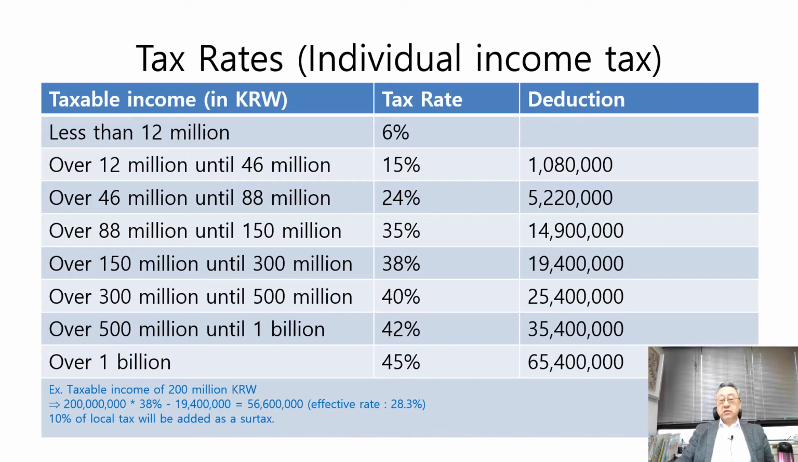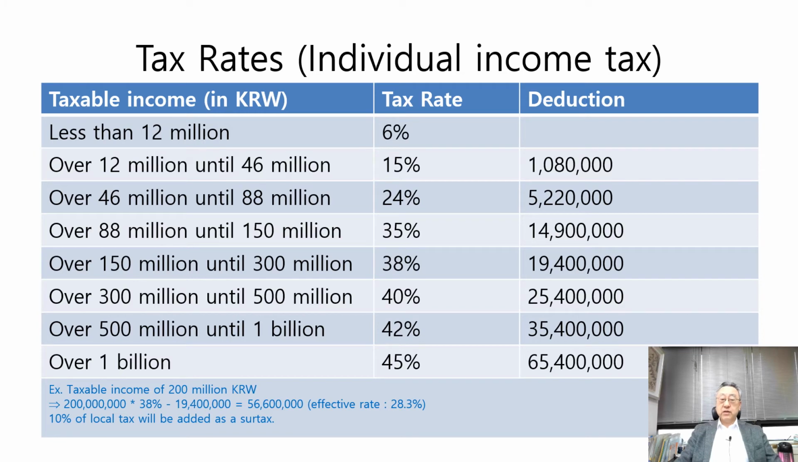So actually, the 6.6% to 49.5% will be the rate. So when the taxable income is over 1 billion won, then almost half of it will be deducted. But in this case also, like corporation income tax, we can make some deductions. So when, for instance, the taxable income is 200 million Korean won, then 38% will be firstly applied, minus 19 million 400,000 will make 56 million and something. The effective rate will be 28.3%.